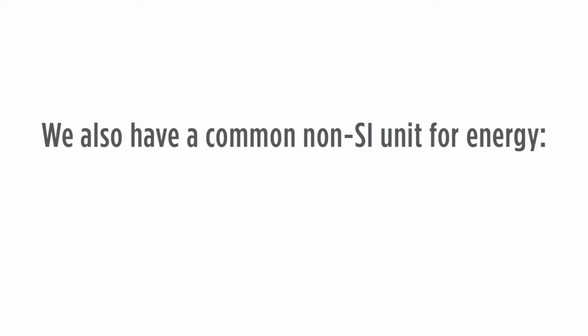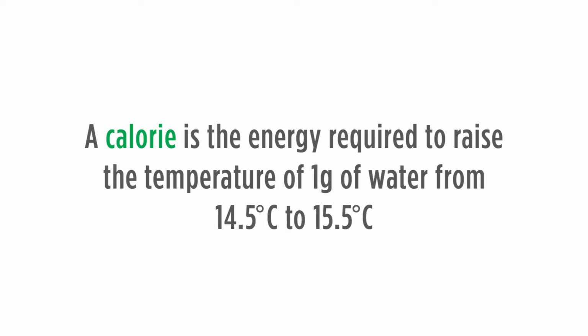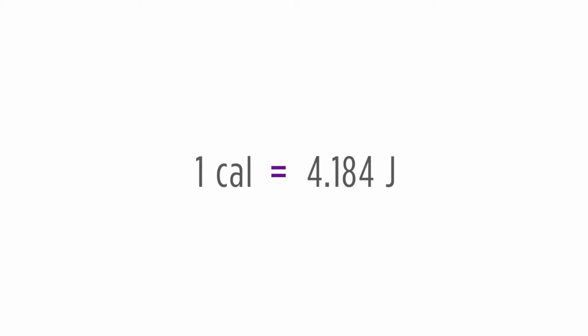We also have a very common non-SI unit for energy, calories, given as cal. This is the energy required to raise the temperature of 1 gram of water from 14 degrees Celsius to 15 degrees Celsius. 1 calorie is equal to 4.184 joules. This is a defined number, and therefore it's exact. This is important when we think about our significant figures in these calculations.